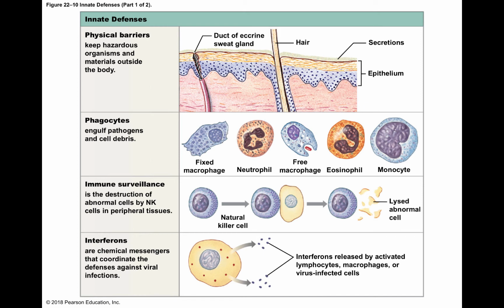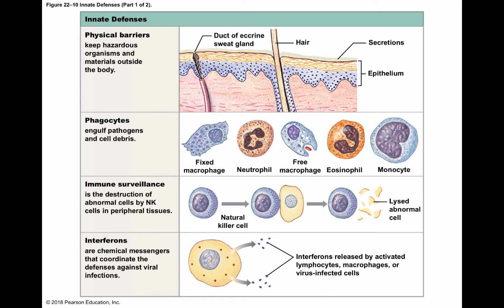So the first cells are phagocytes. We know what phagocytes are. They engulf things, and they digest them with lysosomal enzymes. Remember these? The neutrophil, that's a white blood cell that's phagocytic. The eosinophil, that one too is for parasitic worms, right?